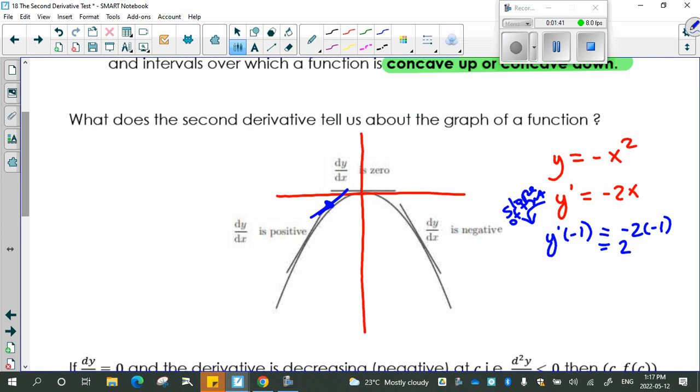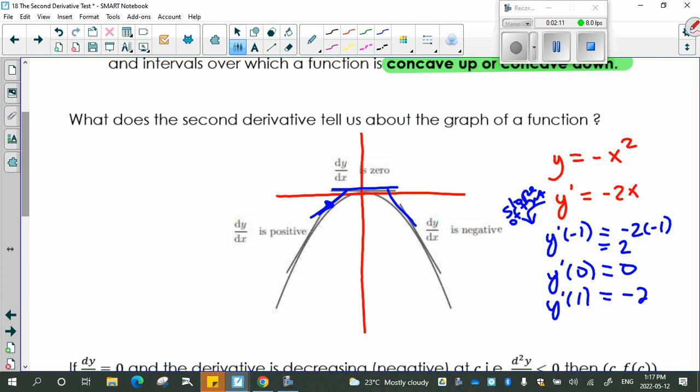Okay? What happens for y prime at 0? 0, which means I should have a horizontal tangent, right? And then how about y prime at +1? -2. So, okay. So that's what the first derivative tells me, and that's what we know about the first derivative.